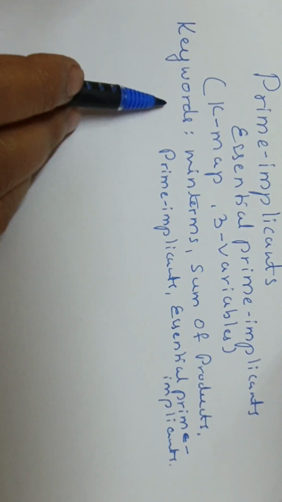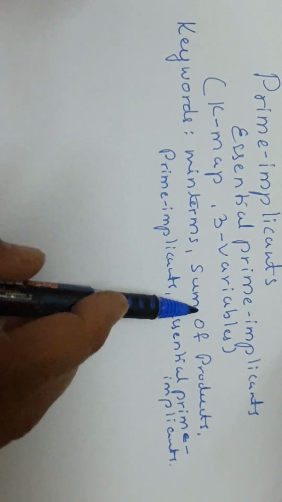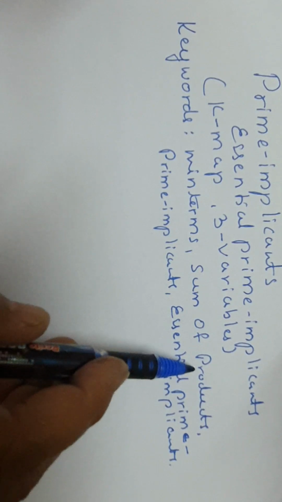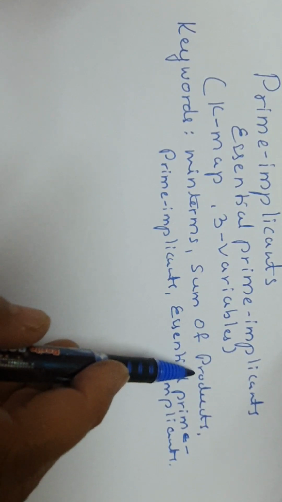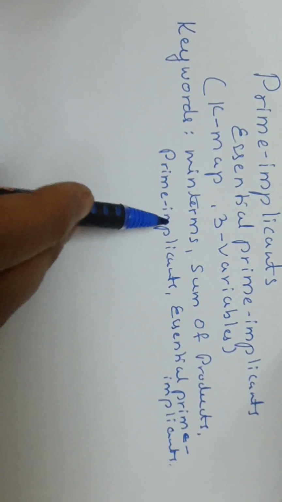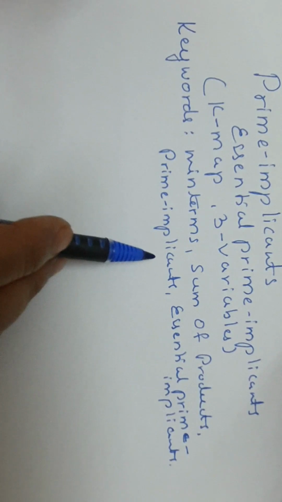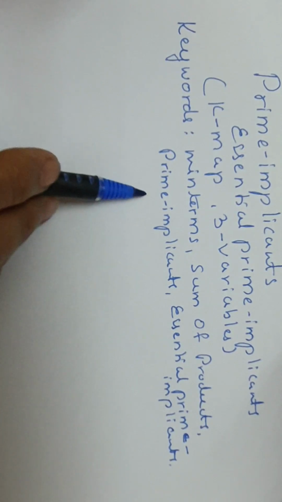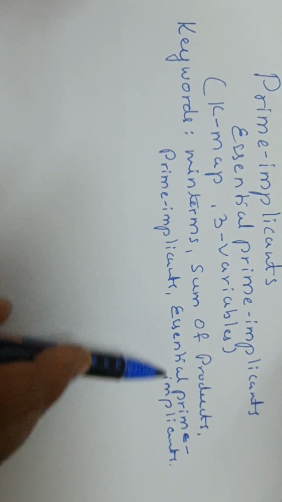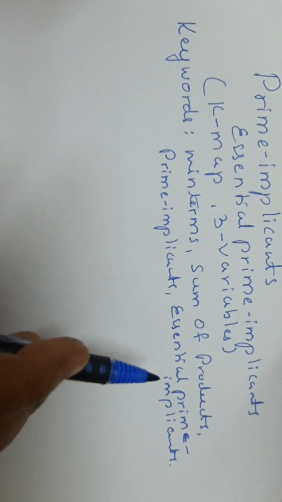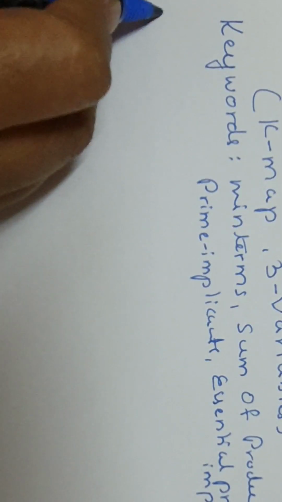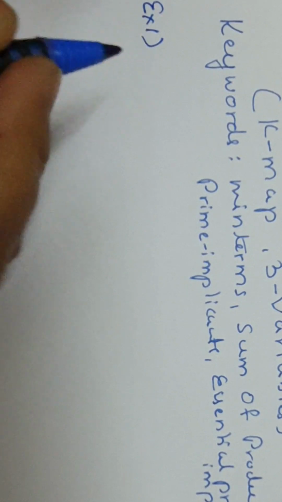So the keywords to be remembered: minterms, sum of products. These are from the last video. For that you can refer to my last video on K-map with three variables. Next, in today's discussion, another two key terms will be introduced. What are prime implicants and essential prime implicants? So we shall consider example 1.